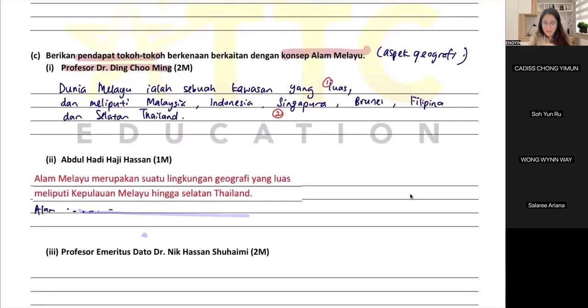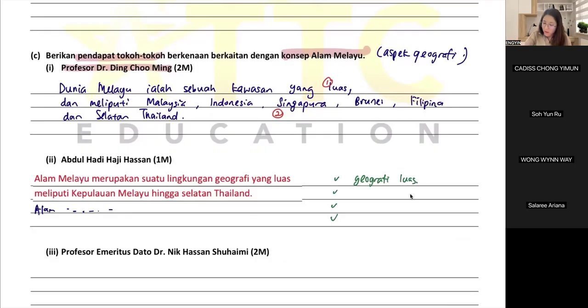If some of you are too lazy, you don't want to copy, it's okay. Then you write down the keywords. So listen, you write down the keyword again. What did he mention? Abdul Hadi Haji Hassan says that geography yang luas. He mentioned that Alam Melayu is a very big area. And then you say what area to what area? What did Abdul Haji Hassan say? Alam Melayu is a very big area.